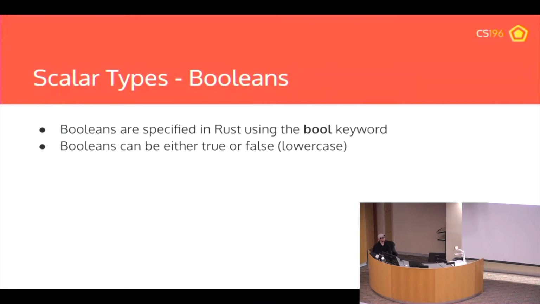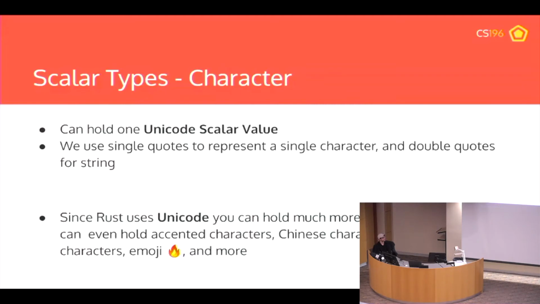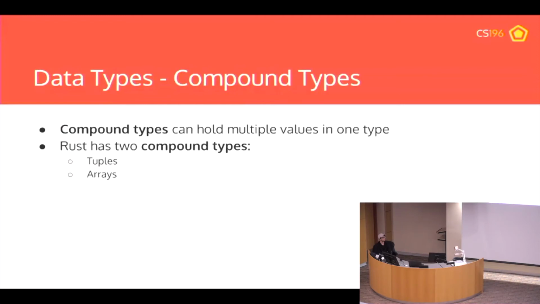We also have Boolean. Boolean is just true, false, nothing more than that. And when you write true, false, make sure you write it in lowercase. And finally, we have characters. Rust uses Unicode characters, and you can only hold one of these in a single character variable. We use single quotes to represent a character, and an interesting thing with Rust is that you aren't limited to just ASCII, like numbers, dashes, English alphabet. You can also use Chinese, Japanese, Korean characters, accented characters, and even emojis in what you're assigning to your character.